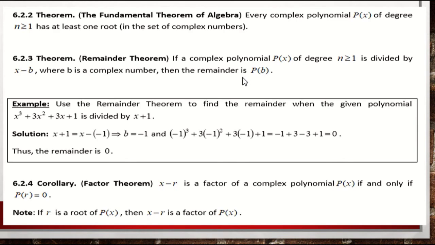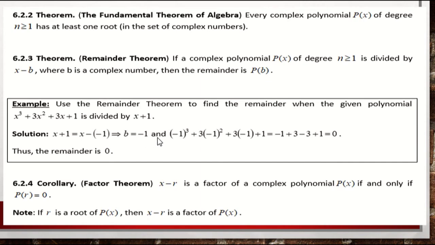So we can find out the remainder if we divide the polynomial by x minus b. So example, use the remainder theorem to find the remainder when the given polynomial x cubed plus 3x squared plus 3x plus 1 is divided by x plus 1. So ang atong b diri negative 1, diba? Since ato ang nature is x minus b man. So ang atong b is negative 1. Okay? B is negative 1.